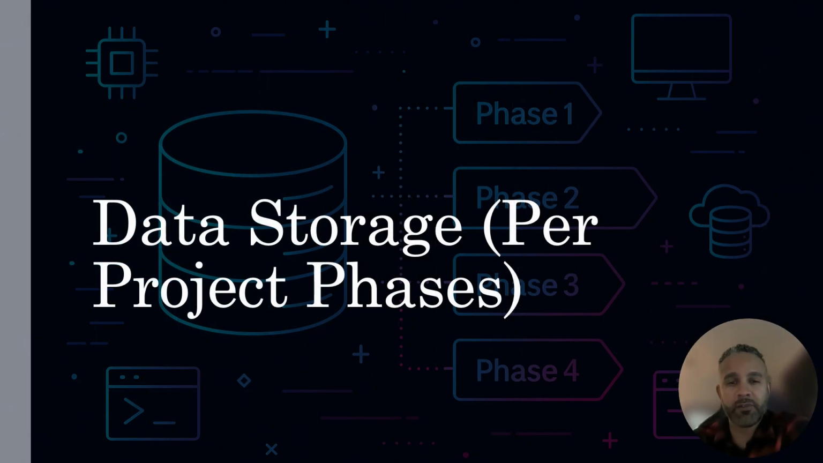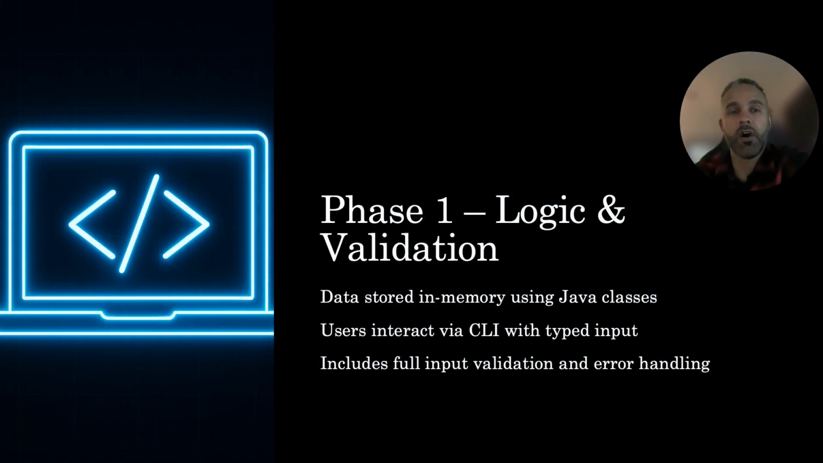Now let's go to my favorite part, which is the data storage. This is a phase that you either love or hate. I love it though. Phase 1 is going to be logic and validation. The data is going to be stored in memory or on the local machine using Java classes. The users are going to interact via CLI with typed input. This is also going to include input validation and error handling.